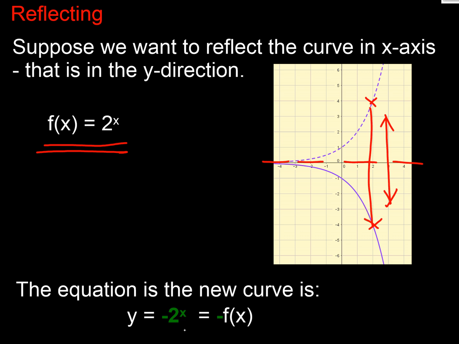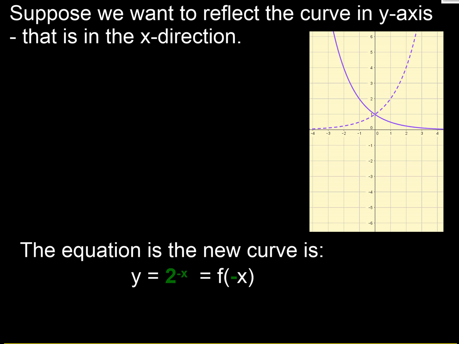So we can see that our function f of x equals 2 to the x, the equation of our new curve is minus 2 to the x. So once again, we've got our original f of x, and we've put a new function change outside. Here we've changed the sign of the whole thing, but it's outside the bracket. So it's having the effect in the y direction, and it's what we would expect, isn't it?